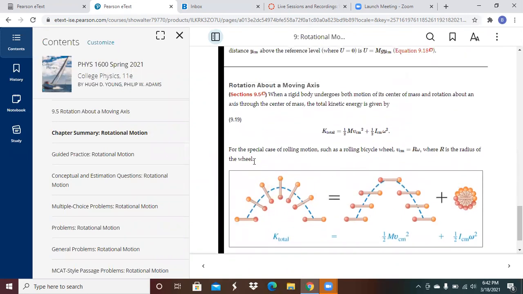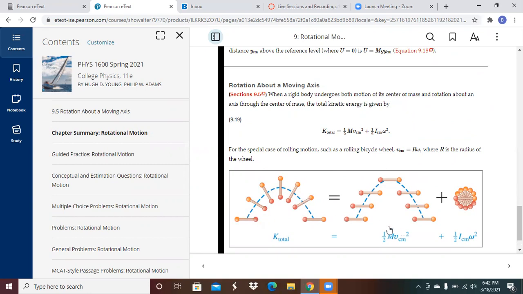So finally, rotation about a moving axis. So when a rigid body undergoes both motion of its center of mass and rotation about an axis through the center of mass, the total kinetic energy is going to be given by this. This is linear plus rotational kinetic energy.